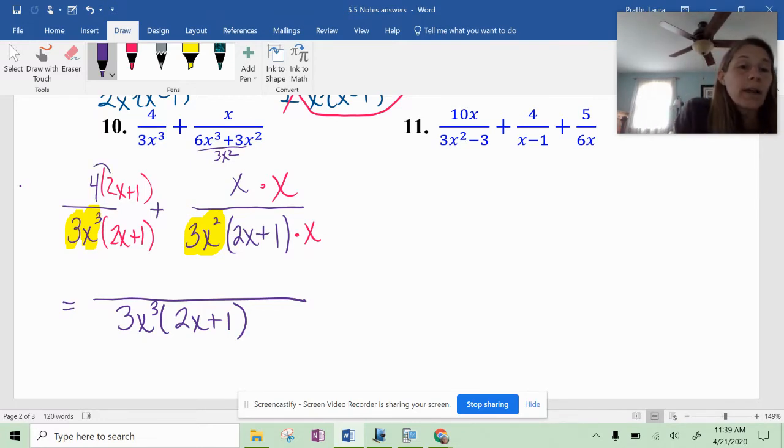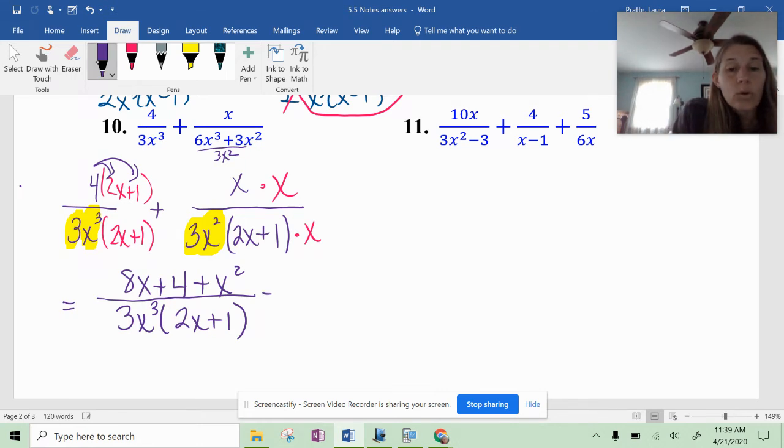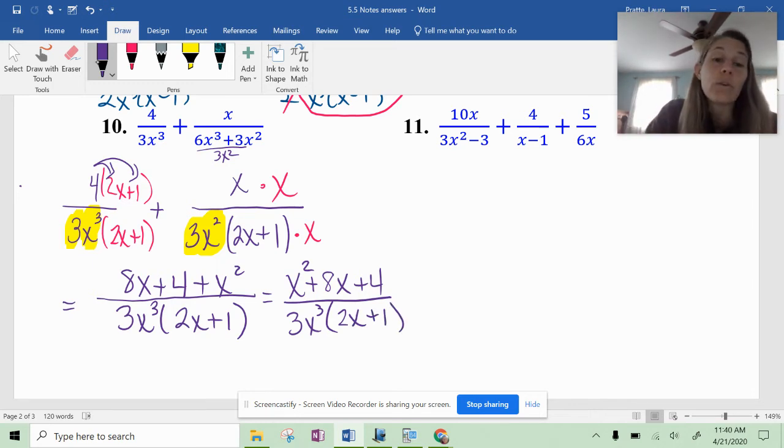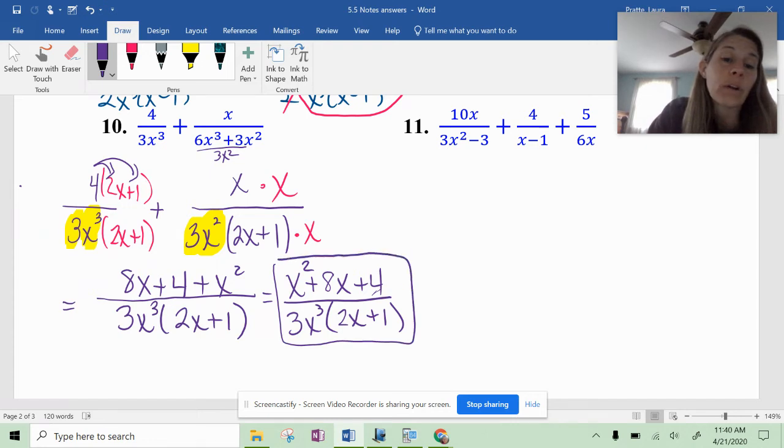So now in the numerator, I have 8x plus 4, and then plus x squared. So I'm just going to write that in standard form. So remember, standard form is from the highest exponent working your way down. So it'd be x squared plus 8x plus 4 over 3x cubed times 2x plus 1. Now at that point, if you could factor that trinomial on the top, you would definitely want to do it, but there's no two numbers that multiply to get 4 and add up to get 8, so that's not factorable any further. And that would be your answer for number 10.